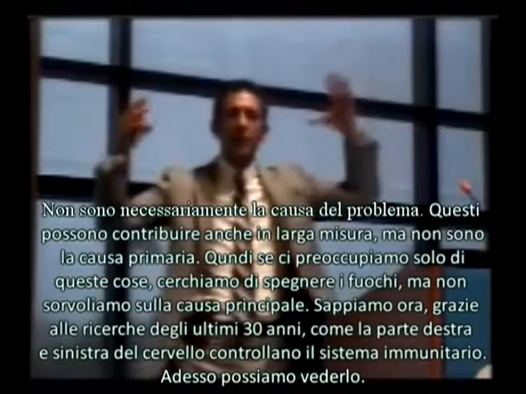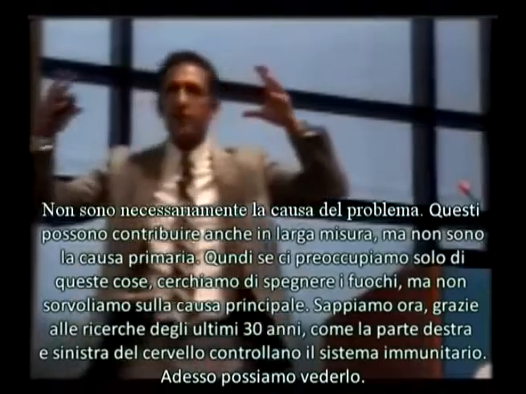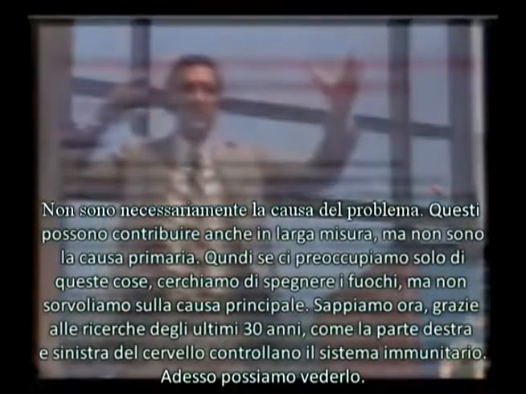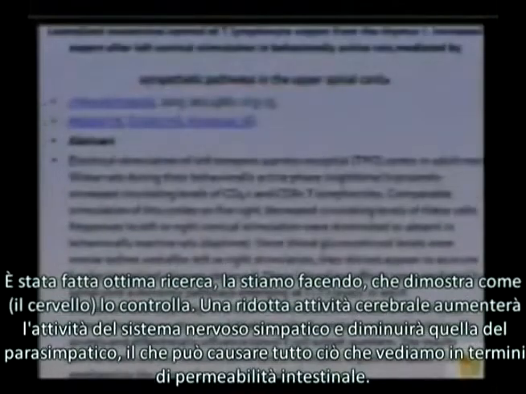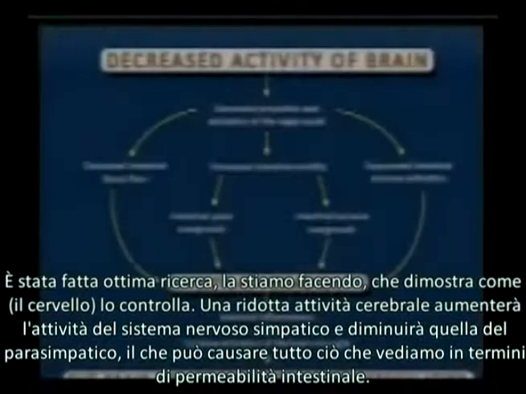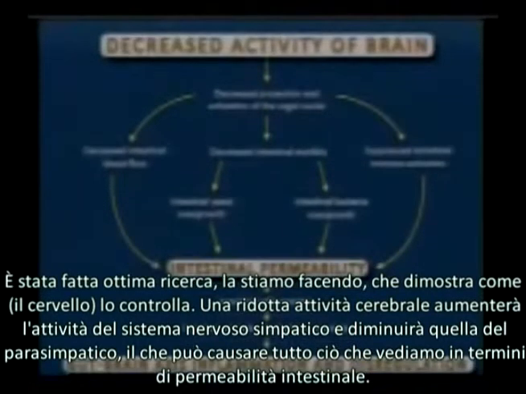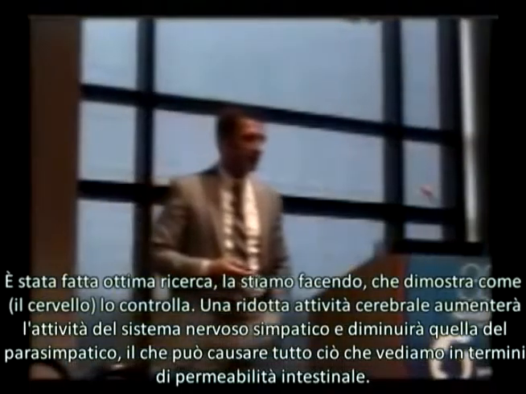So we see that the brain, and there's 3 decades of research about how the brain, between the right and left side of the brain, actually controls the immune system, and we can see that. And there's very good research out there, and we're doing a lot of research on that now, showing that it actually controls this. So that decreased brain activity is going to increase the sympathetic nervous system and decrease the parasympathetic system, which can cause all of the things that we see with intestinal permeability.